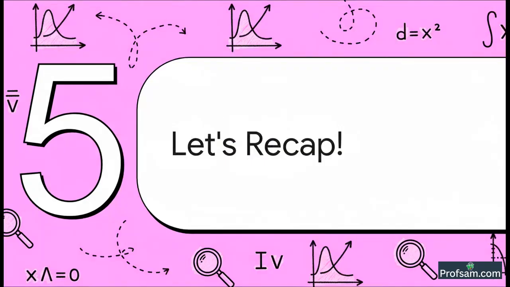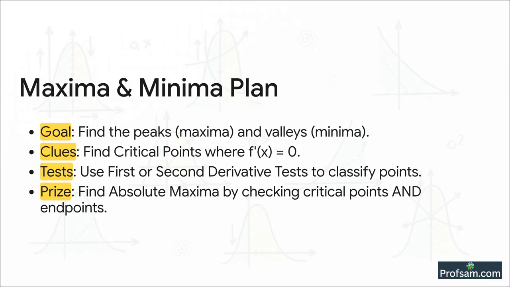That's it. Whew! Okay, that was a lot, but we've covered all the main ideas. Let's do a super quick recap of our detective game plan. So here's the game plan, nice and simple. Your goal, find the peaks and valleys. Your clues, the critical points, which you find by setting the first derivative, f prime of x, to 0. Your tools for confirmation, the first and second derivative tests. And the ultimate prize, the absolute maximum. To find that, you always have to check the endpoints of the interval too.